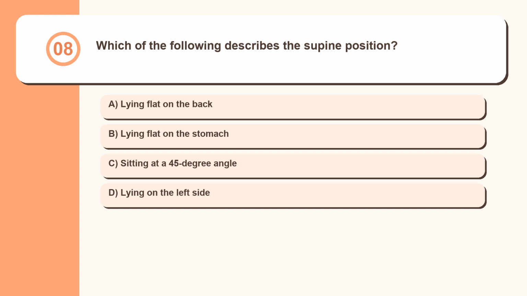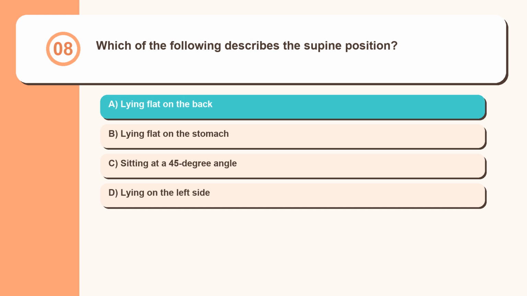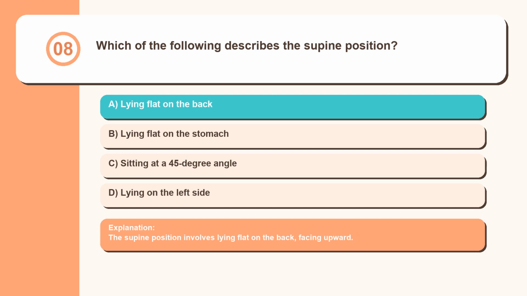Question 8. Which of the following describes the supine position? Lying flat on the back, lying flat on the stomach, sitting at a 45-degree angle, lying on the left side. The supine position involves lying flat on the back, facing upward.